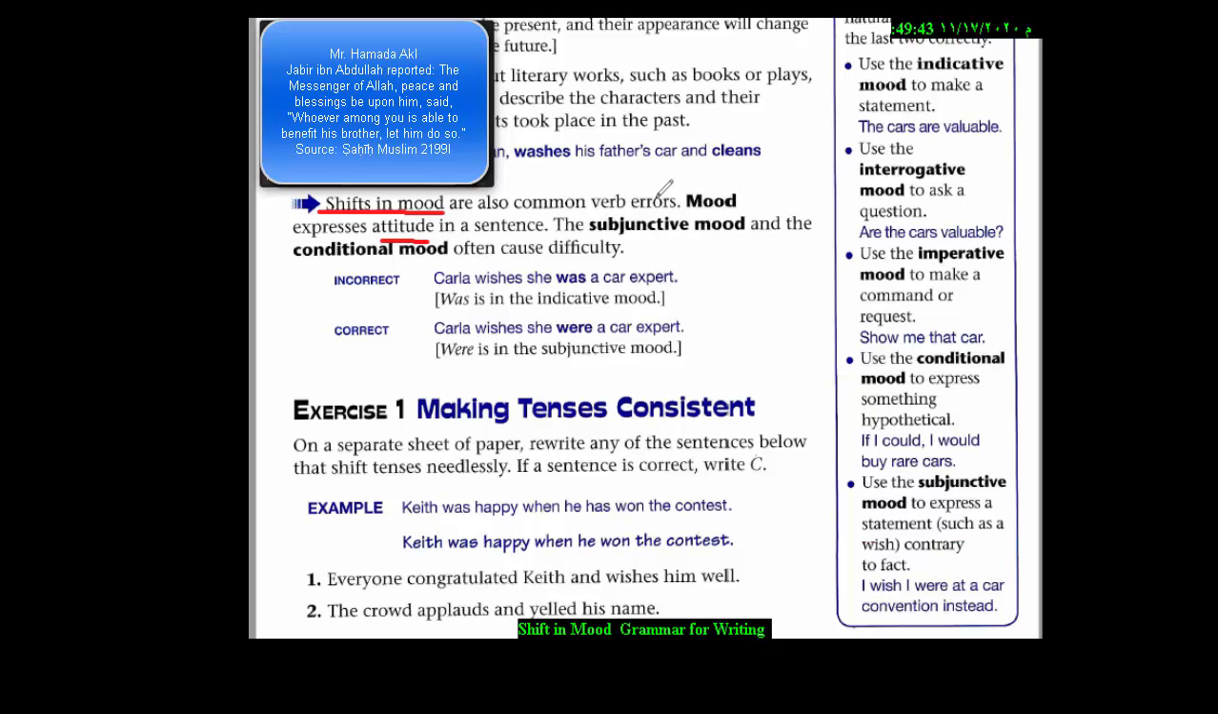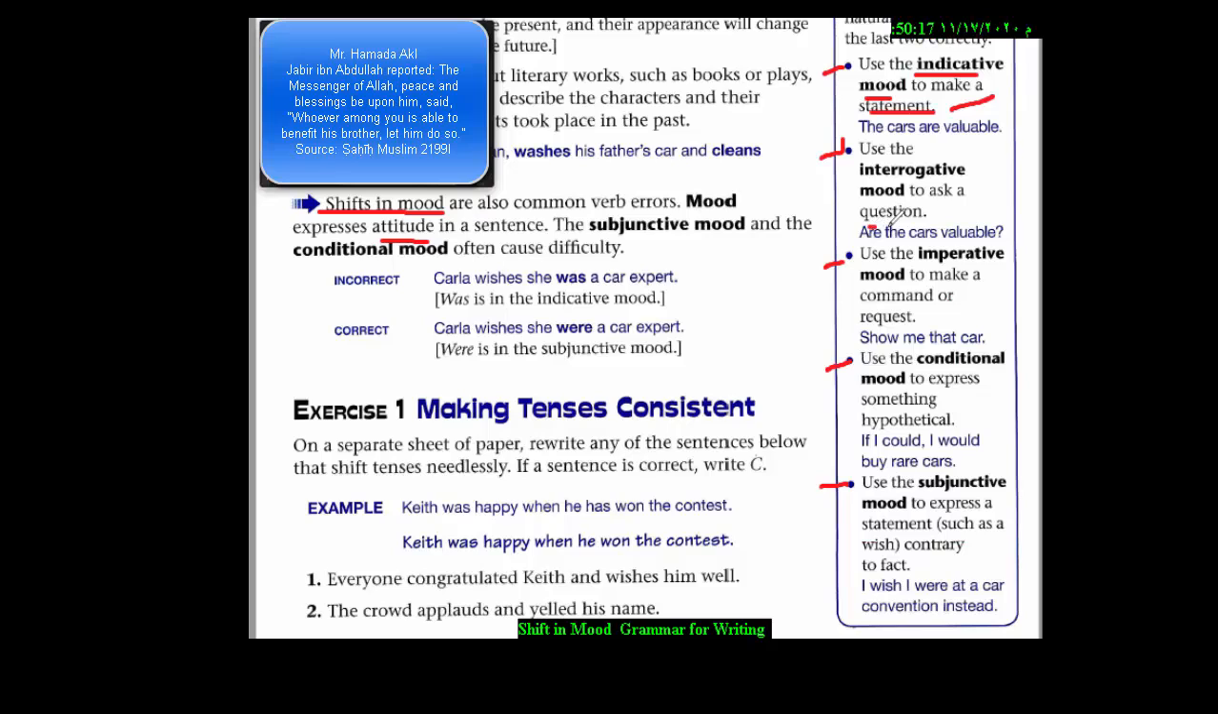How many moods do I have in English? Let's see. 1, 2, 3, 4, 5 moods. What's the first one? Indicative mood. How do I know that my sentence is in indicative mood? If your sentence is a statement and it tells a fact, or an opinion. The cars are vulnerable. That's indicative because I'm telling you something.